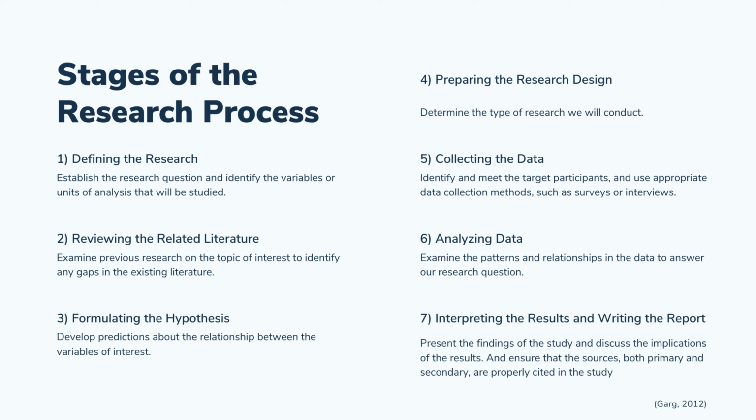In stage 7, interpreting the results and writing the report, we would present the findings of the study and discuss the implications of the results. We would also ensure that the sources, both primary and secondary, are properly cited in the study. For example, we would discuss how our findings contribute to the existing literature on the topic and how they can inform future research and policy decisions related to social media use and mental health.